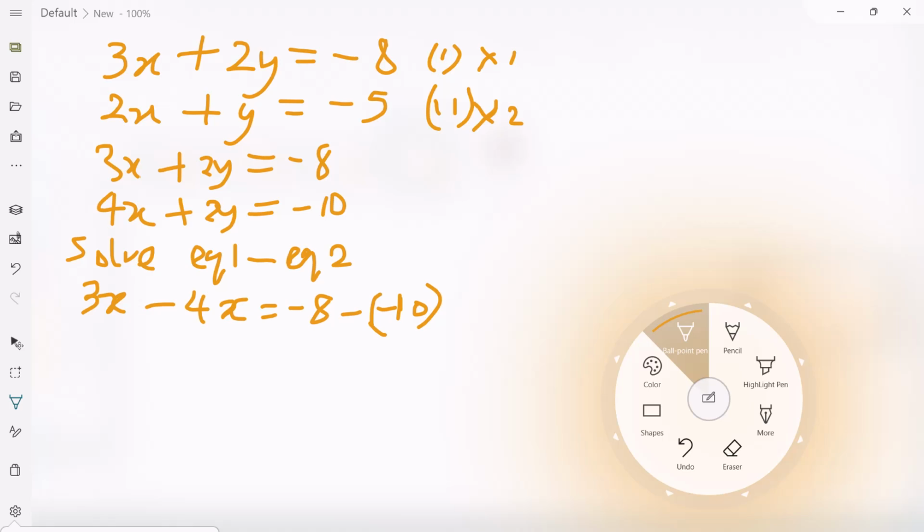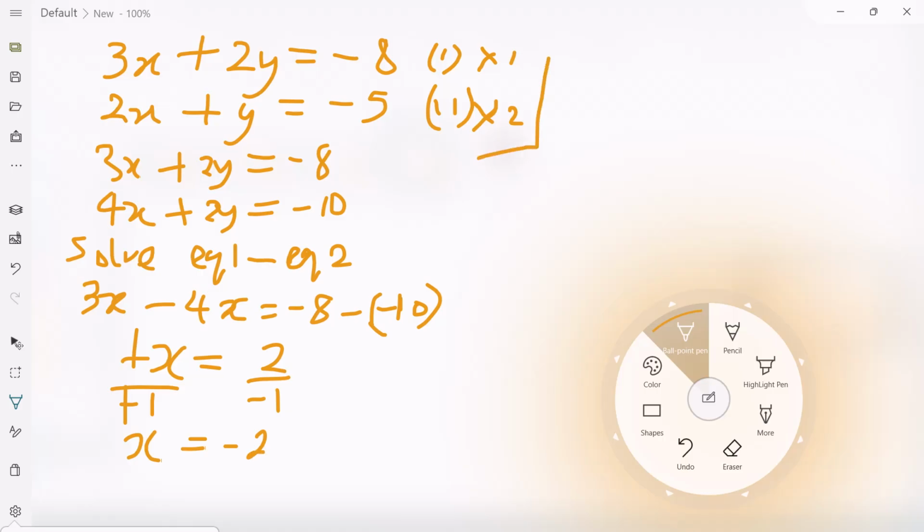Okay. 3x minus 4x will give me minus 1x, which is equal to minus 8 minus 10. Minus times minus is plus. So I will have minus 8 plus 10, which is 2. So I divide both sides by minus 1 so that I get my x as, minus cancel minus, I get my x as minus 2.